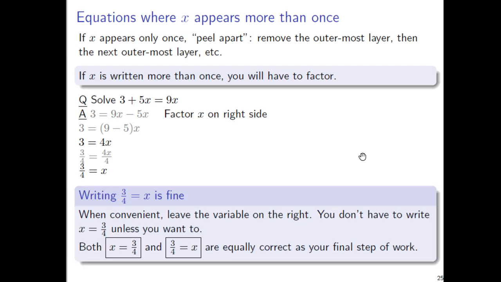By the way, writing 3/4 equals x is just fine. When convenient, just leave the variable on the right side. You don't have to write x equals 3/4 unless you really want to. For me, both x equals 3/4 and 3/4 equals x are equally correct as your final step of work. They say exactly the same thing, and that's really true for all equations in this class. You can swap the two sides of an equation, and it will mean the same thing. So in the previous question, sorry to belabor this point, but it is that important.